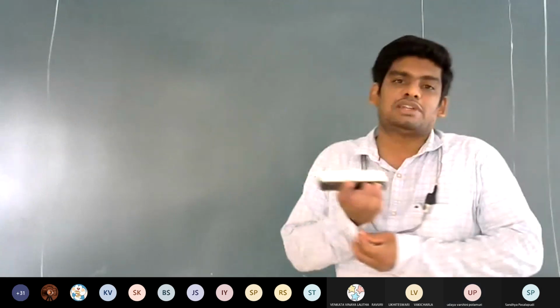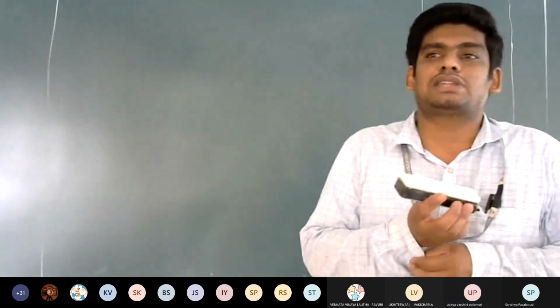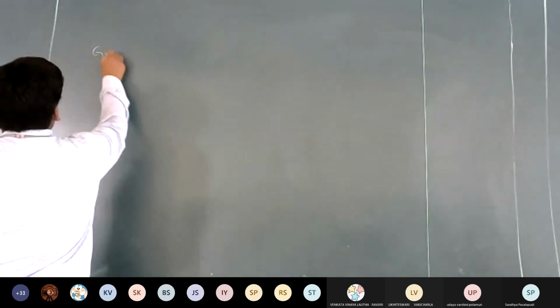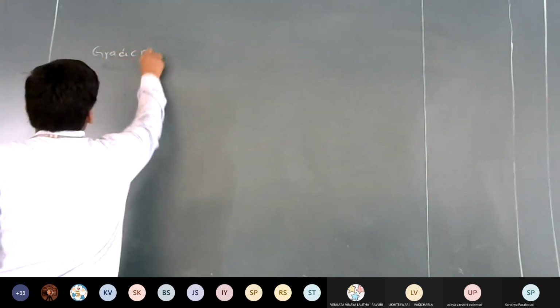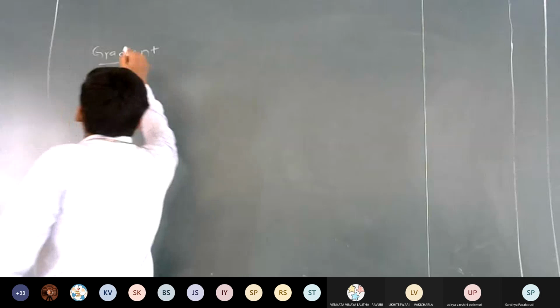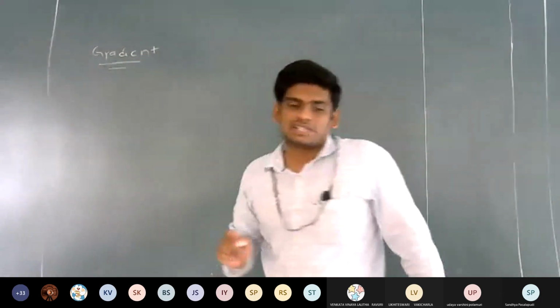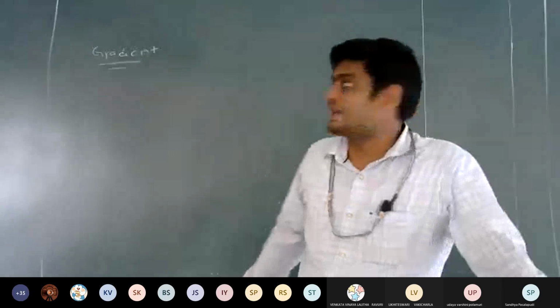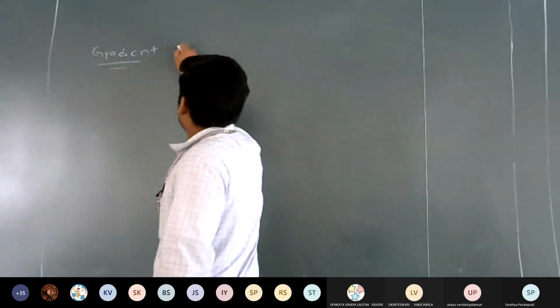So we are proving one result related to the gradient in the last class. Before that, I will recall the definitions we discussed in the vector differentiation chapter. First one is the gradient. Just listen, don't write. The physical meaning of the gradient is the physical change of the substance. It is given by the operator del.